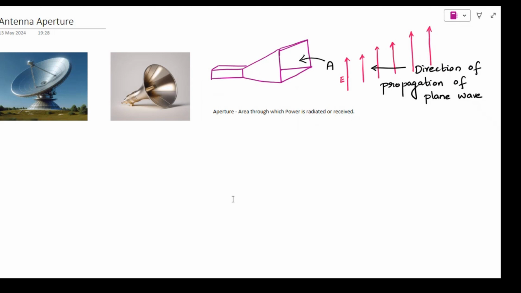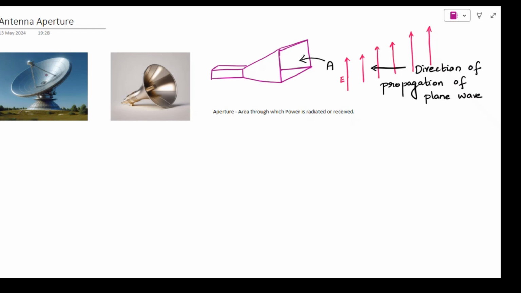Now, when you consider any type of antenna, like parabolic antennas or horn antennas, it has an aperture, a wide aperture, and the antenna will be receiving electromagnetic radiation. Maybe it is a transmitting antenna or maybe it's a receiving antenna, but based on that, it will be receiving the electromagnetic radiation.